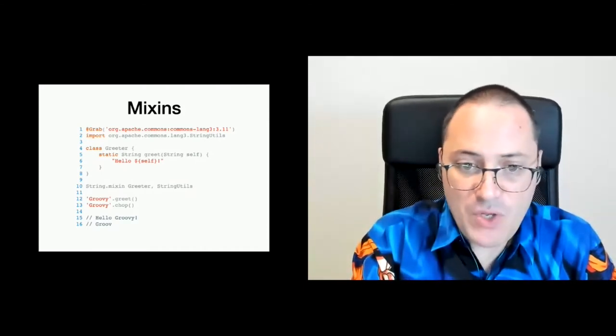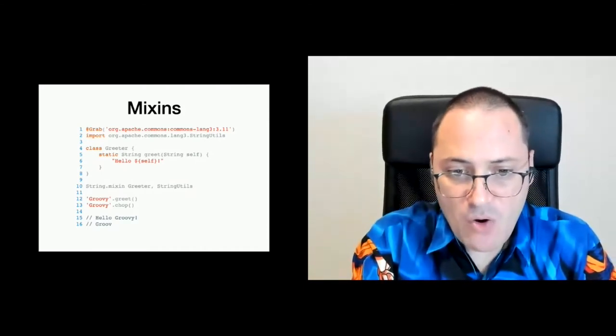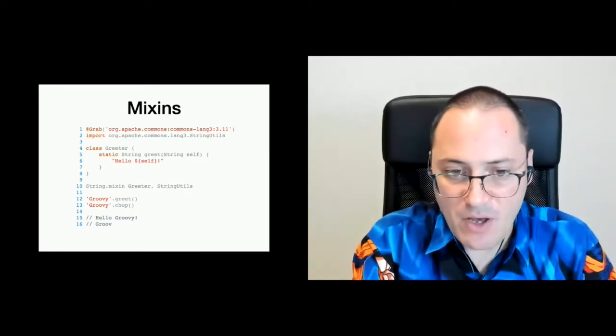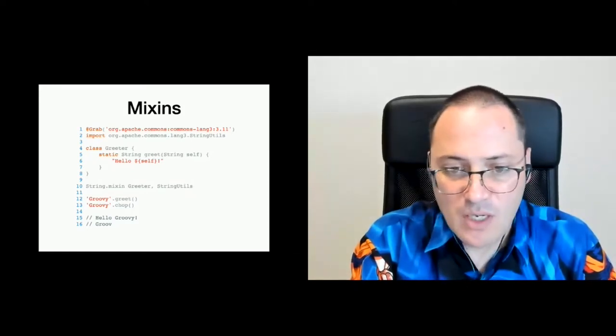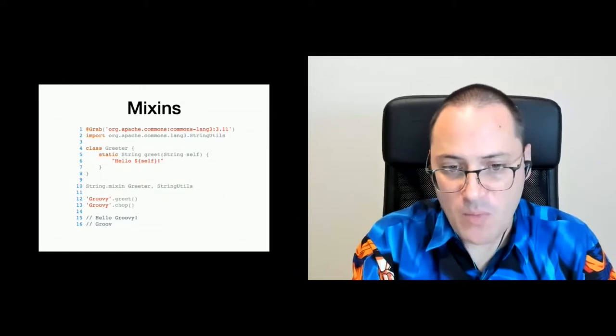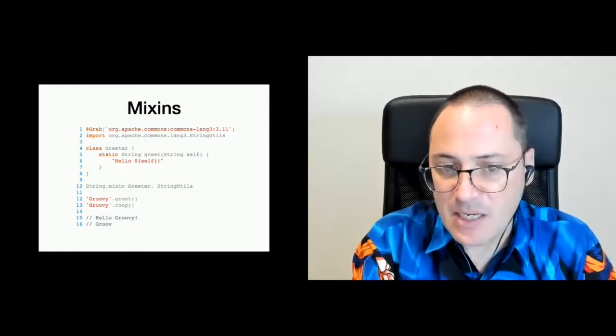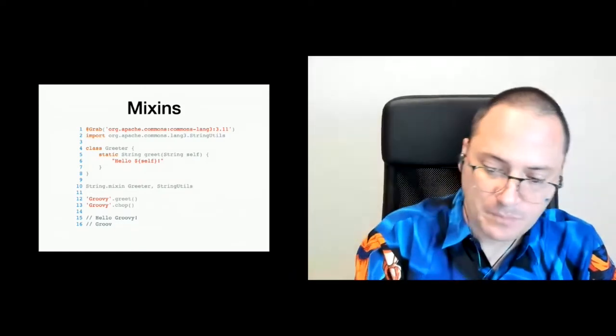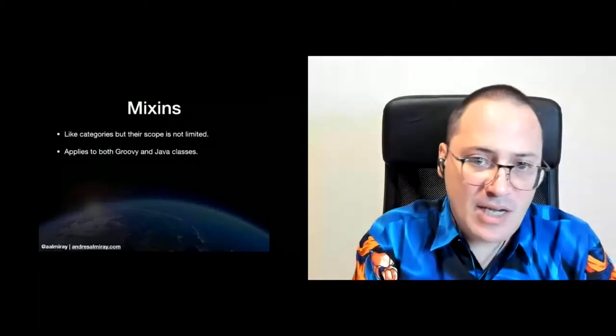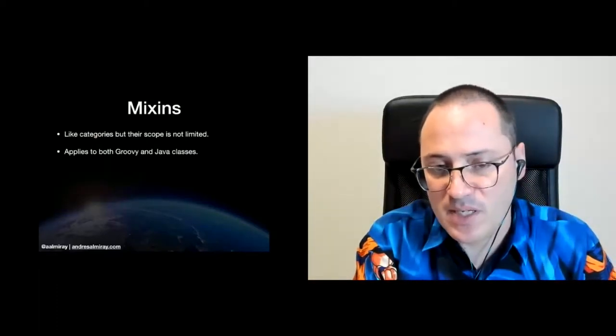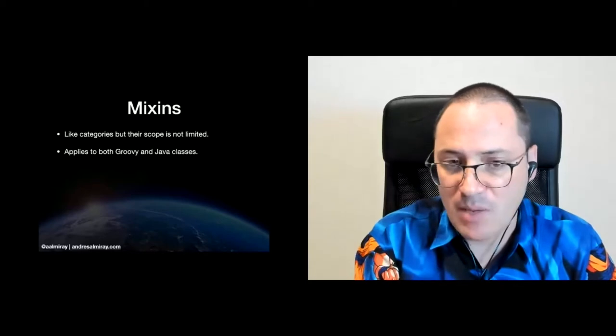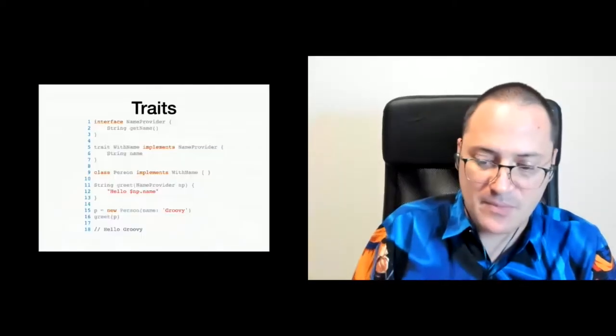Now, after we do this, we can invoke the greet and chop and any other method as many times as we want to. And it's not limited to a scope. It's just after line 10 that this behavior becomes available. So just like categories, mixins have a scope, but this scope is not limited. And you can apply it for both Groovy and Java classes.